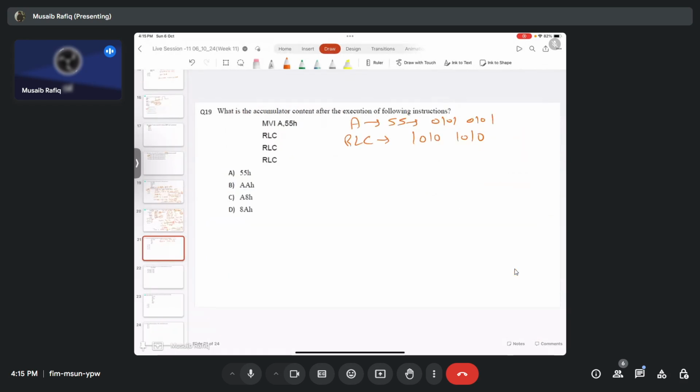So we were discussing this question now, 19. A is 55, that is 0 1 0 1 0 1 0 1. Then RLC also will left shift each bit by one, so it becomes 1 0 1 0 1 0 1 0.